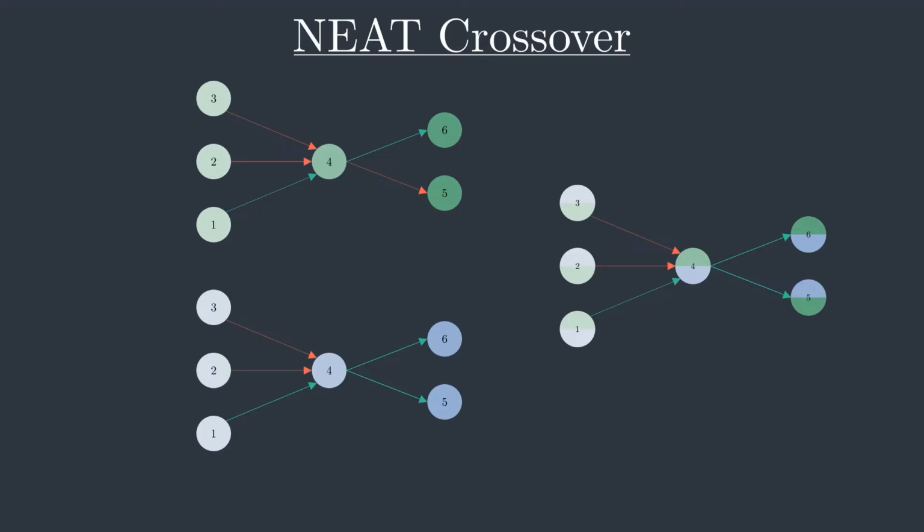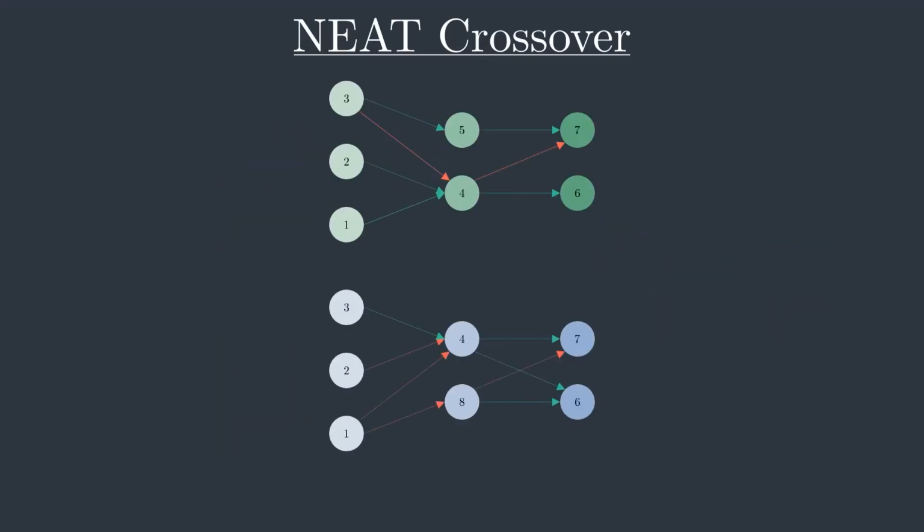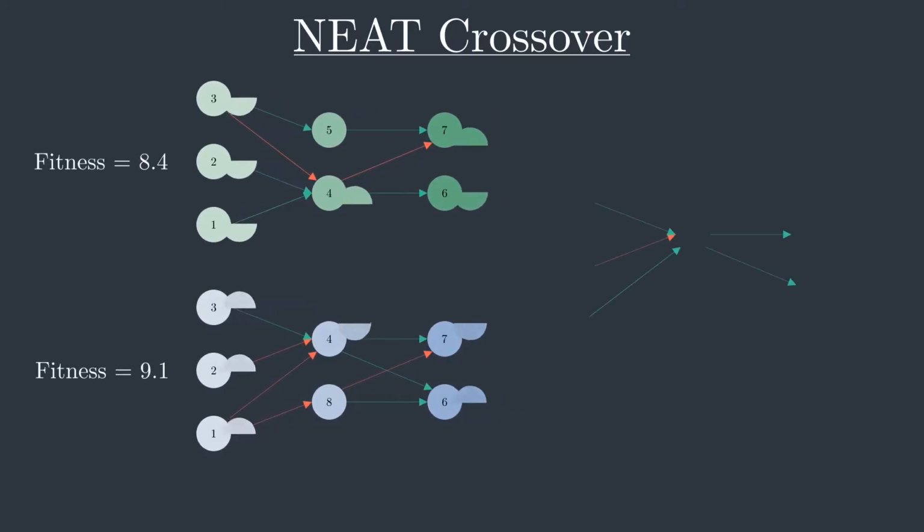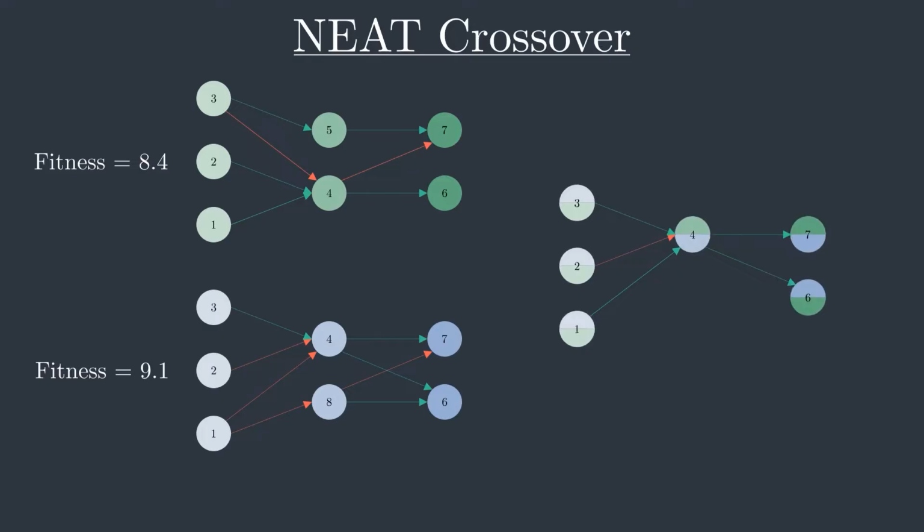But how would this work if the two networks don't have the exact same structure? At least for the common part, we can do the same. The neurons and synapses that are not in both parents are called excess or disjoint. We will keep the disjoint genes from the fitter parent and ignore the ones from the less fit parent.